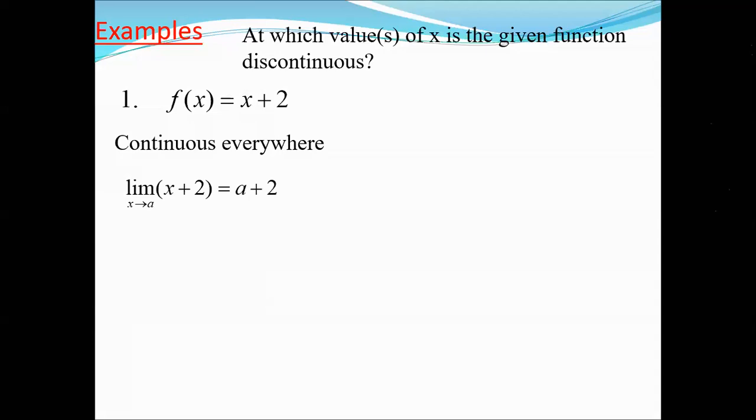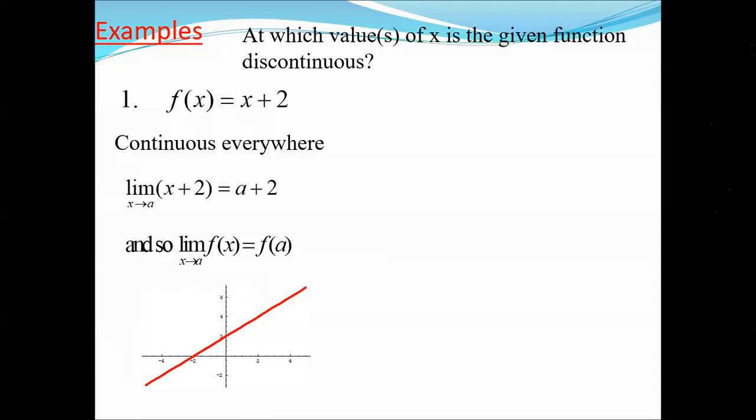So if we take any real number a, the limit as x tends to a of x plus 2 is equal to a plus 2. So the limiting value of the function is equal to the value of the function at that point. It means f of 5 is 7, and the left hand limit and right hand limit at 5 are also 7.